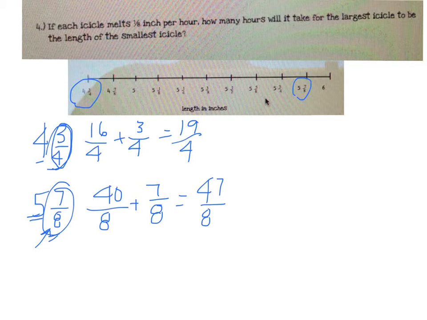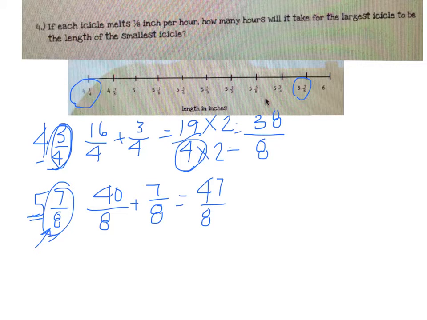Now my top fraction still has a denominator of 4. So that doesn't easily compare to my denominator of 8 with my 47/8. So following the rule of what I do to the bottom number, the denominator, I have to do to the top number. I know that 4 times 2 will give me 8 to bring my denominator the same. So 19 times 2 will be 38. 19 times 2 equals 38. So now my new fractions are 38/8 and 47/8. Those two numbers I can easily compare.